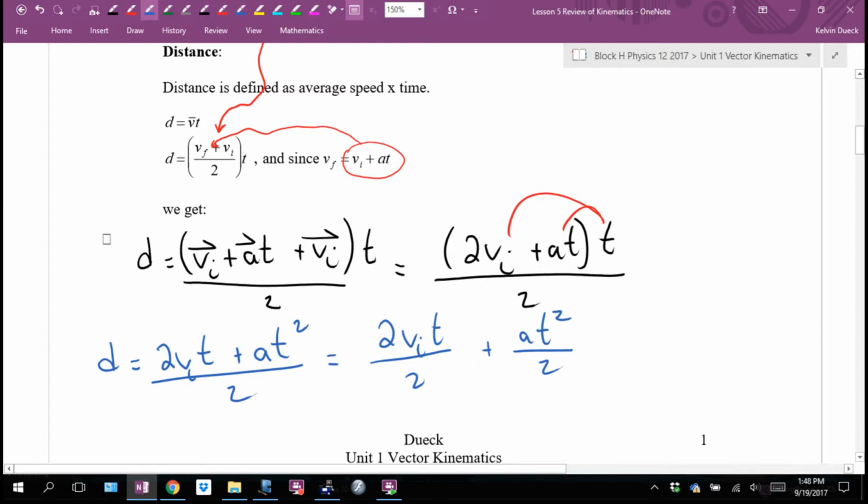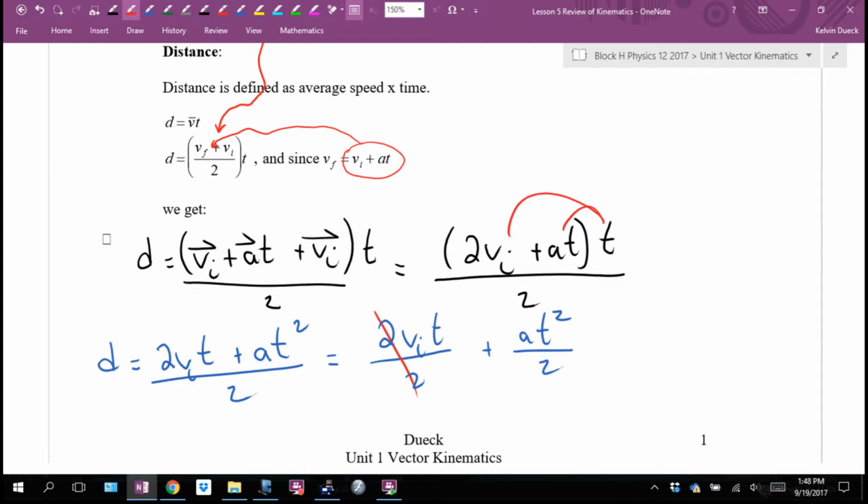Why did I do that? Because in that first fraction, what can I do with that 2 on the top and the 2 in the bottom? Yep. And I get D equals VIT. Hey, that sounds familiar. Plus AT squared over 2. Although we never said AT squared over 2. Dividing by 2 is the same as multiplying by which fraction? That's why we wrote out D equals VIT plus a half AT squared. But there is the derivation.